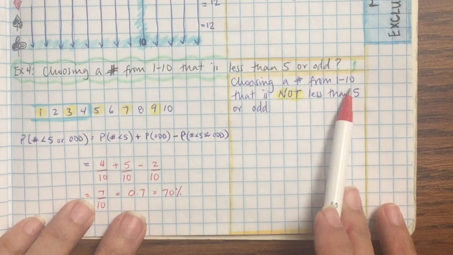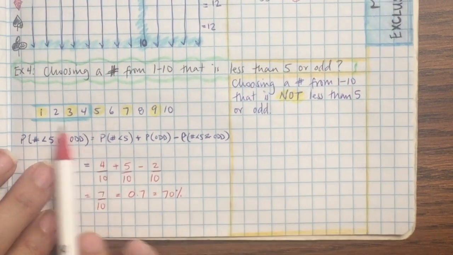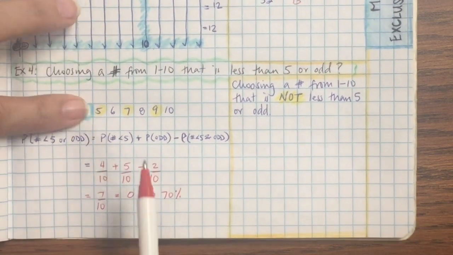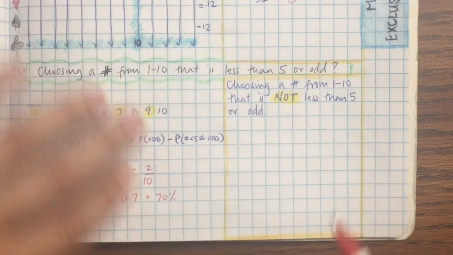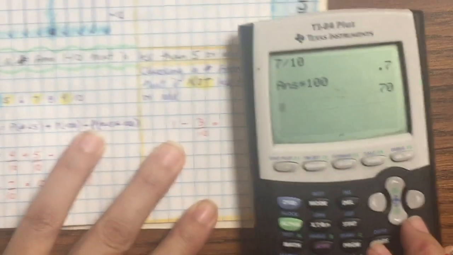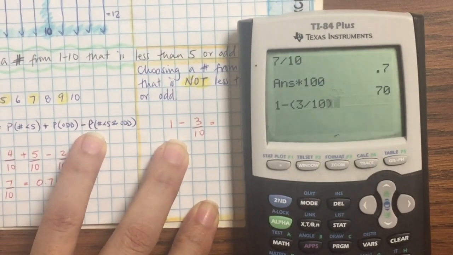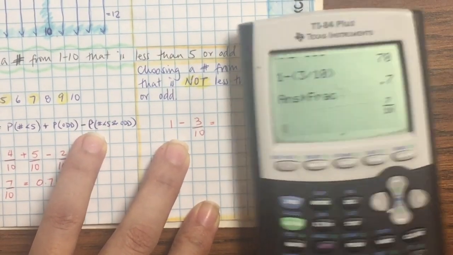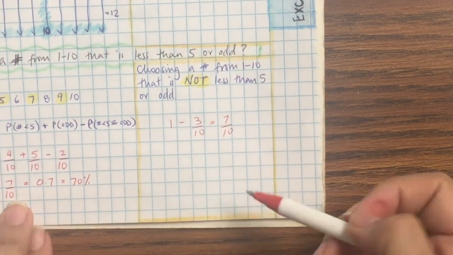So let's work backwards. Choosing a number from 1 to 10 that's not less than 5 or odd. So not less than 5, so none of those. And not the odd ones, not the yellow. How many are left? 3. Out of how many? 10. Then you subtract that from 1, and it gives you 7 out of 10, because you subtract what you don't want to get what you want. Which you can see is the same thing.